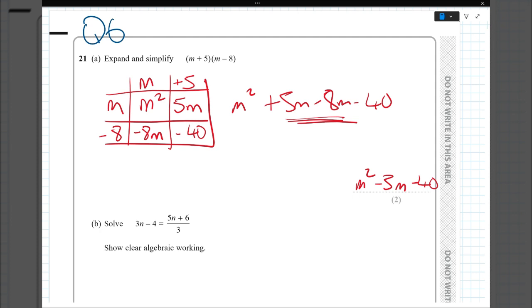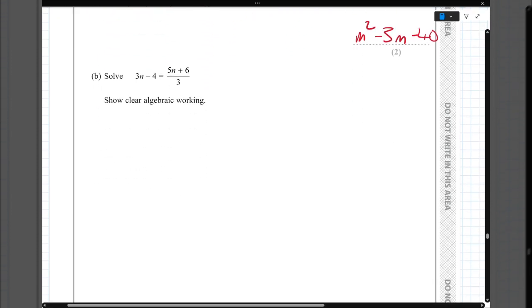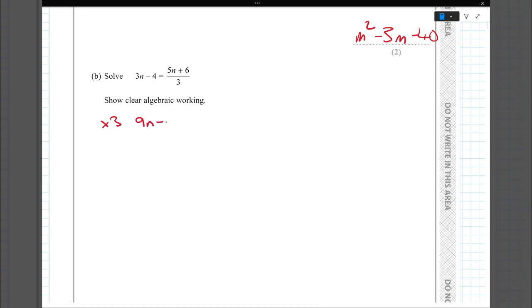And that gives us M squared minus 3M, take away 40. Okay, part B, show clear algebraic working, solve it. So we're going to multiply both sides by 3, which gives us 9n take away 12 is equal to 5n plus 6. We don't need to do anything to the numerator. We've multiplied by 3 to get rid of that denominator. Subtract 5n on both sides, add 12, divide throughout by 4, 18 divided by 4 is 4.5. And that's it, done.